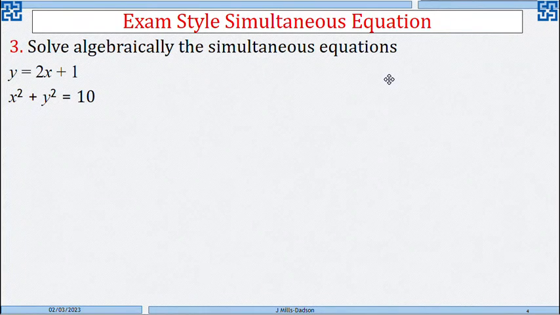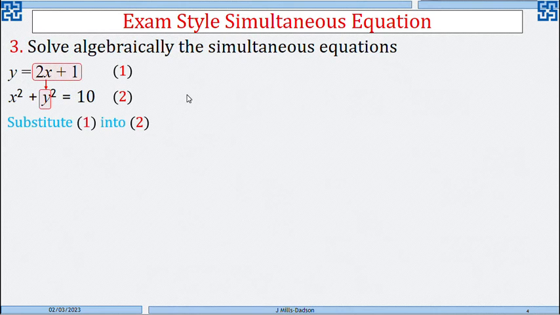Hello, welcome once again. This is another example of solving harder simultaneous equations using substitution. So here we have these two equations, and to solve it we can use the substitution method because we realize that if y is giving us 2x plus 1, then we can replace the y with this expression, 2x plus 1 all squared.